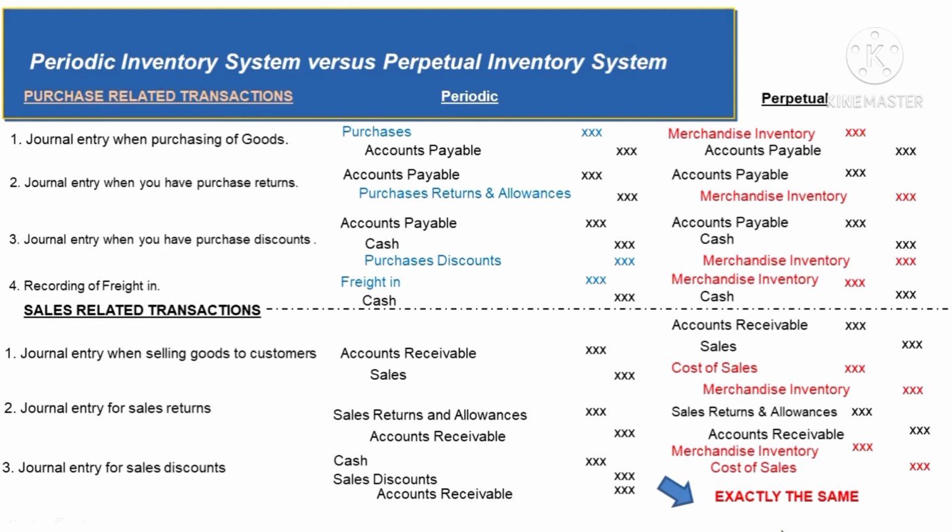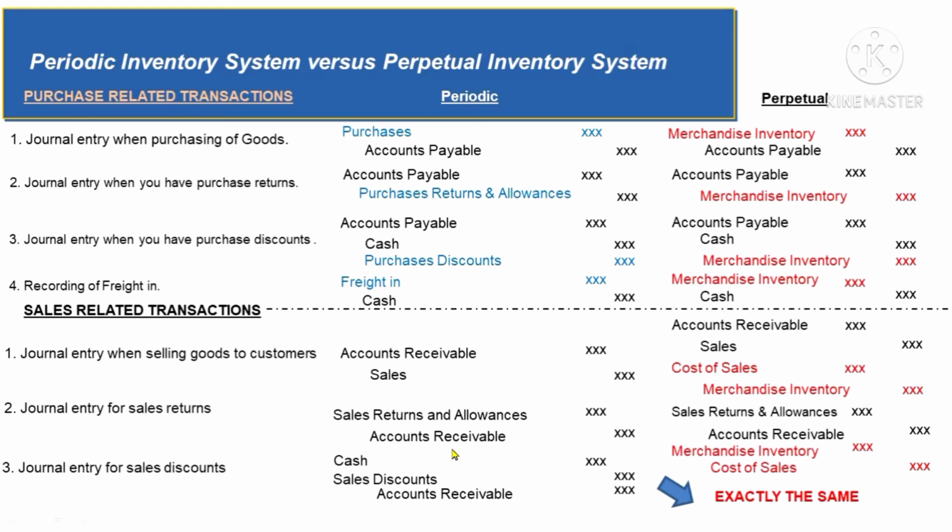So that's it. Now, let's summarize again the differences between the periodic versus the perpetual inventory system. So, under the perpetual inventory system, instead of using the purchases returns and allowances, purchase discounts, and freight in, you should use the merchandise inventory account. And in the perpetual inventory system also, it has the same entries with periodic inventory system here.